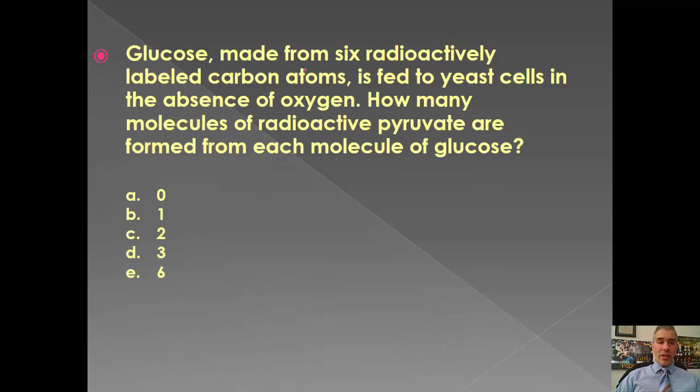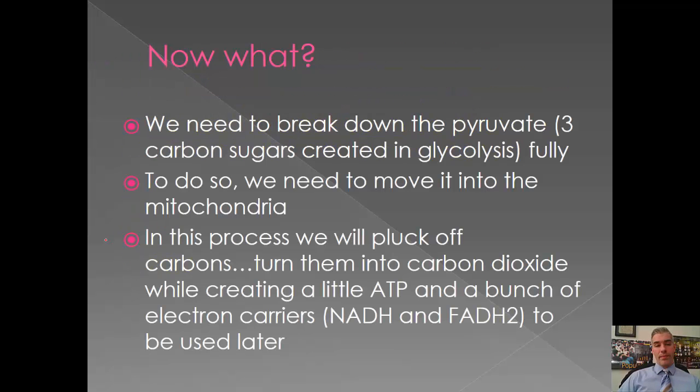All right, so here's the first question. Glucose is made from 6 radioactively labeled carbon atoms. It is fed to yeast cells in the absence of oxygen. So there's no oxygen in this case. And usually you can only do glycolysis in the absence of oxygen, which we'll talk about. How many molecules of radioactive pyruvate are formed from each molecule of glucose? So they're just saying from one molecule of glucose, which has 6 carbons, how many pyruvate are formed? This should be pretty easy. The answer is 2. Because you take the 6, you can divide it into 2 3-carbon pyruvates.